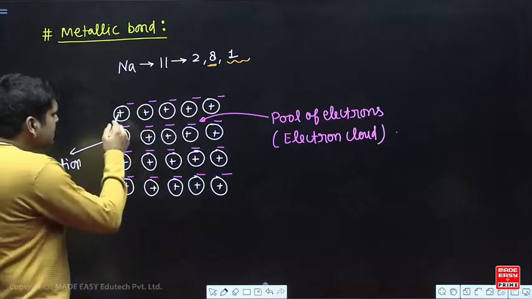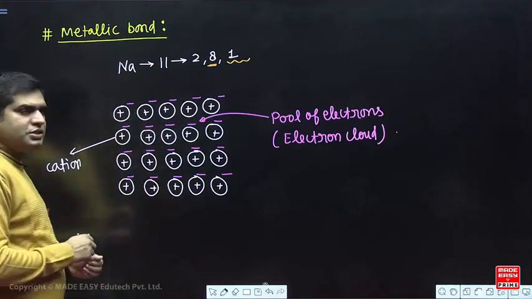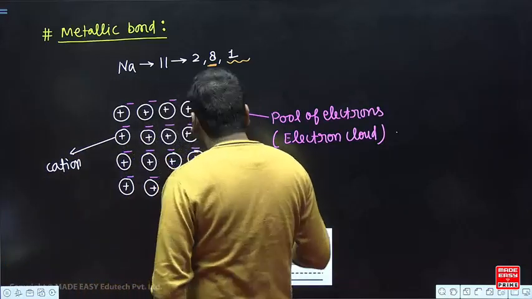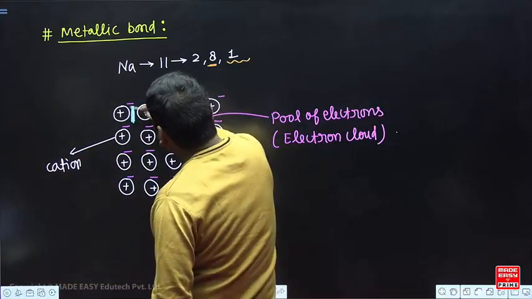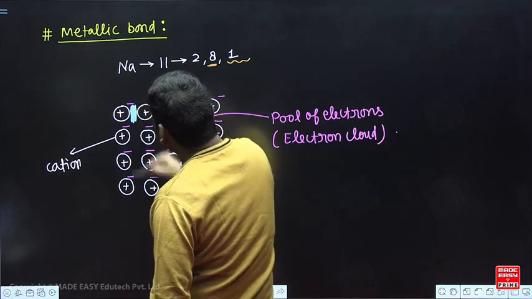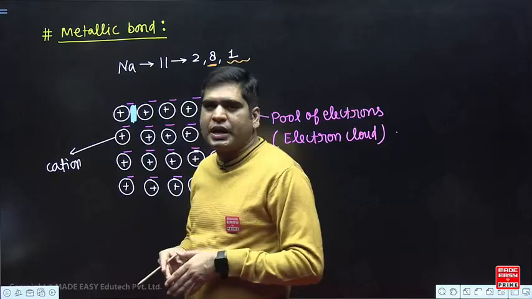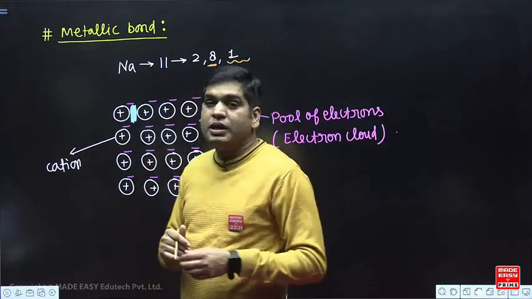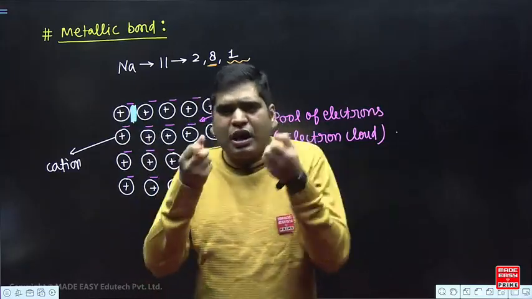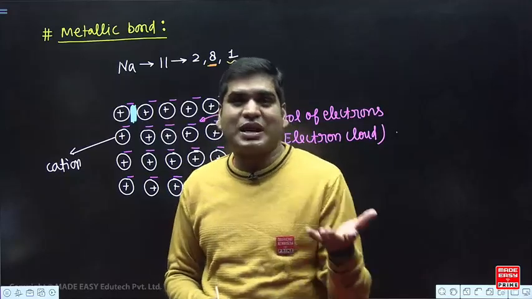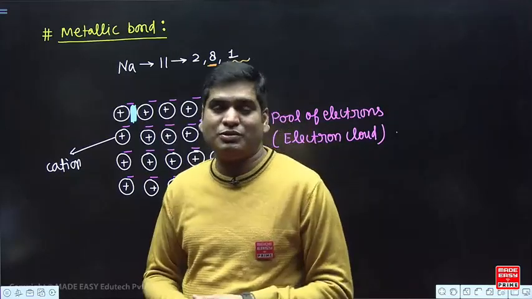Now you see, this cation and that cation will repel each other, but in between them there is an electron cloud, which is negative charge. So the repulsion force between the neighboring cations is overcome by the electron cloud. Basically the electron cloud is working like a glue to stick them together. ये glue की तरह काम कर रहा है जो उनको चिपका करके रखा हुआ है.